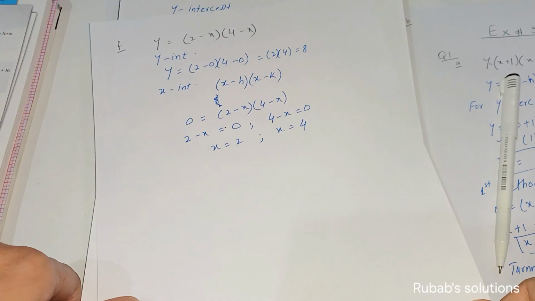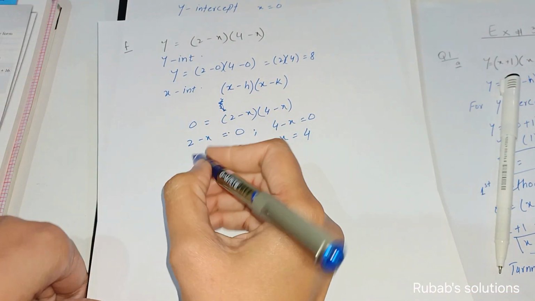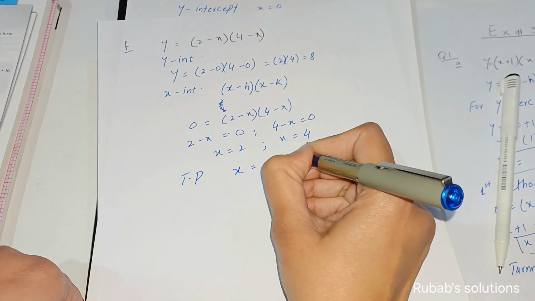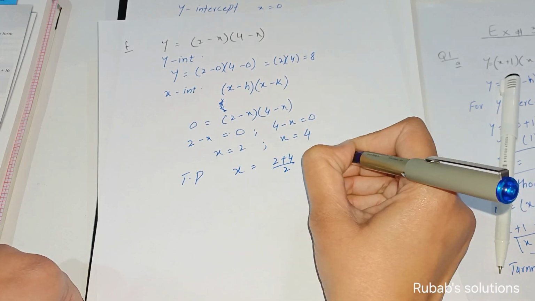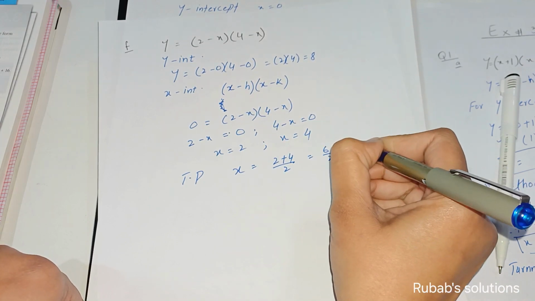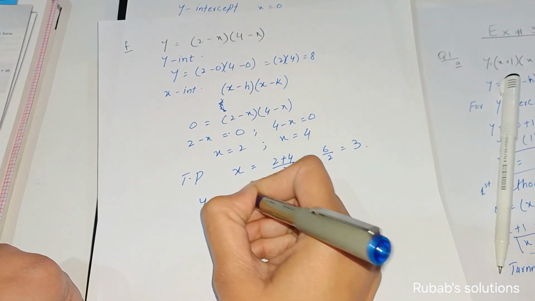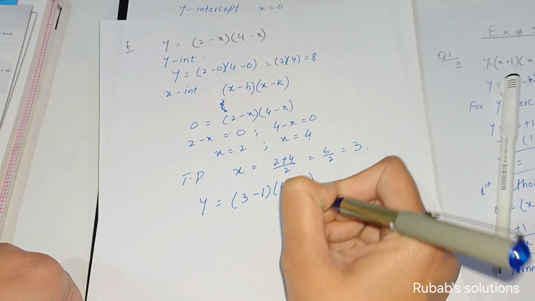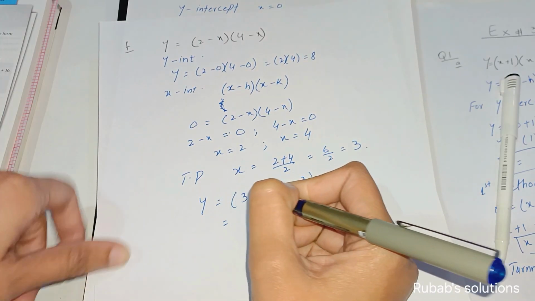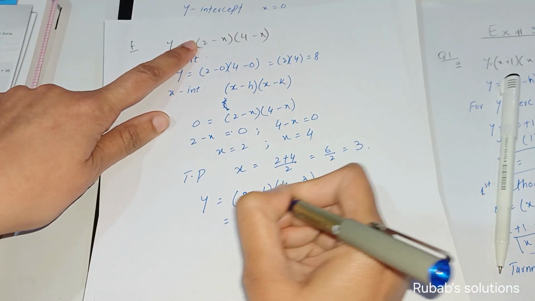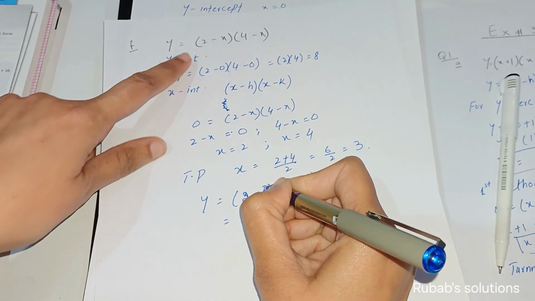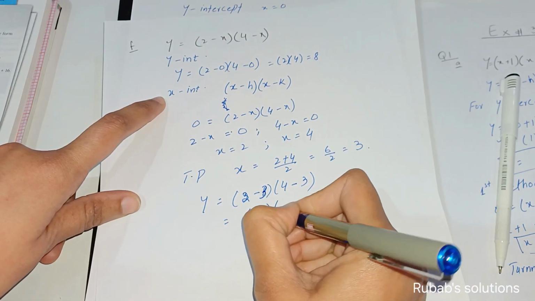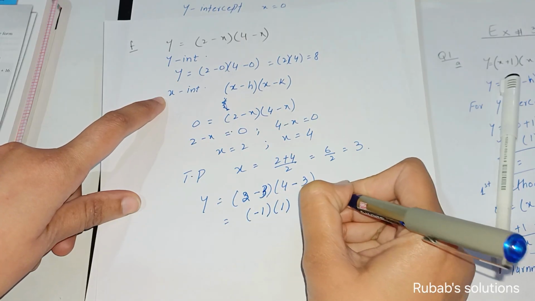Okay, next one is the turning point. The turning point x coordinate will be equal to (2 plus 4) divided by 2. It is 6 by 2, that means it's 3. And for y it will be (2 minus 3)(4 minus 3). Sorry, I had the answer 1 running in my mind, so that I have written. Okay, the answer from here is minus 1 and from here it is 1, so the answer is minus 1.